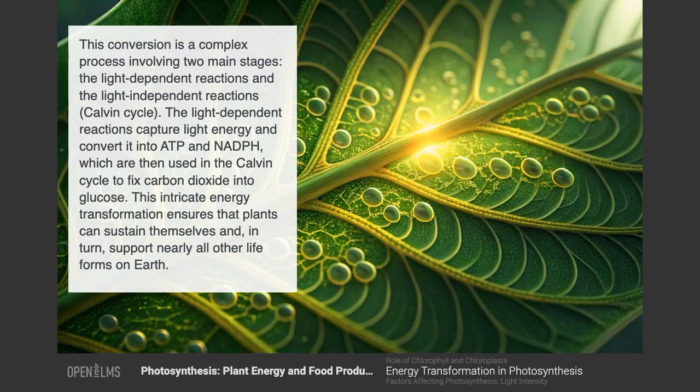This conversion is a complex process involving two main stages, the light-dependent reactions and the light-independent reactions, the Calvin cycle. The light-dependent reactions capture light energy and convert it into ATP and NADPH, which are then used in the Calvin cycle to fix carbon dioxide into glucose. This intricate energy transformation ensures that plants can sustain themselves and, in turn, support nearly all other life forms on Earth.